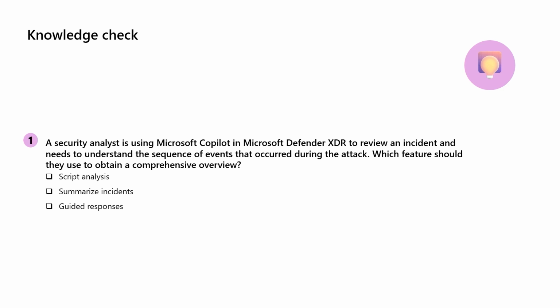Well, that's a lot of information. Let's do a brief knowledge check to see where you are and if you're understanding exactly how powerful using Copilot for Security in conjunction with Defender XDR can be. A security analyst is using Copilot in Defender XDR to review an incident and needs to understand the sequence of events that occurred during the attack. Which feature should they use to obtain a comprehensive overview? Script analysis, summarize events, or guided responses? I'll pause a moment while you think about your answer.